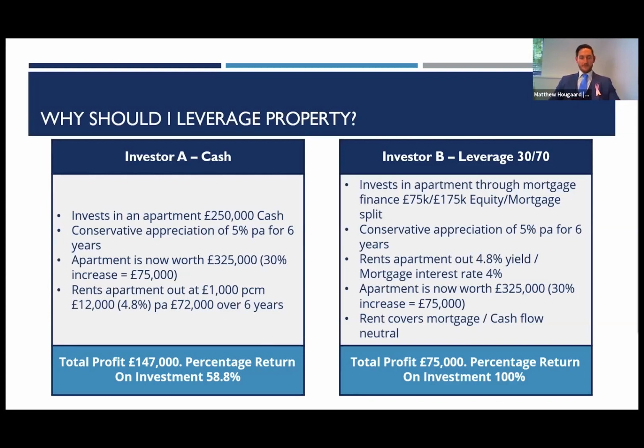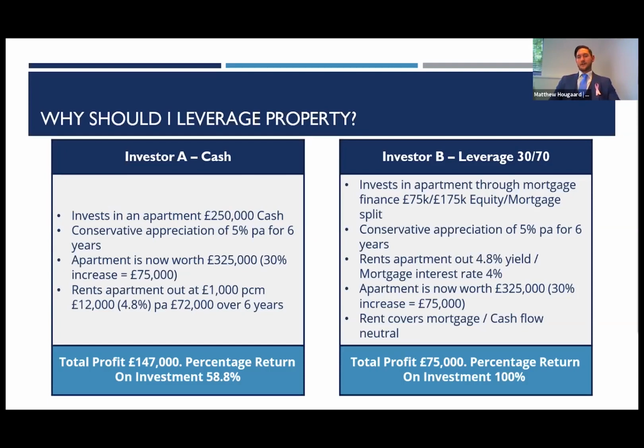So let's take investor A, or the first brother. He decides to pay for the property £250,000 in cash. It then grows to be worth £325,000 in 6 years' time, and he's made a profit of £75,000. But let's not forget that he rented it out for £12,000 a year, which accumulates to about £72,000 over that 6-year period. So he's made a profit of £147,000, or 58.8% return on his investment, which is pretty good, right?